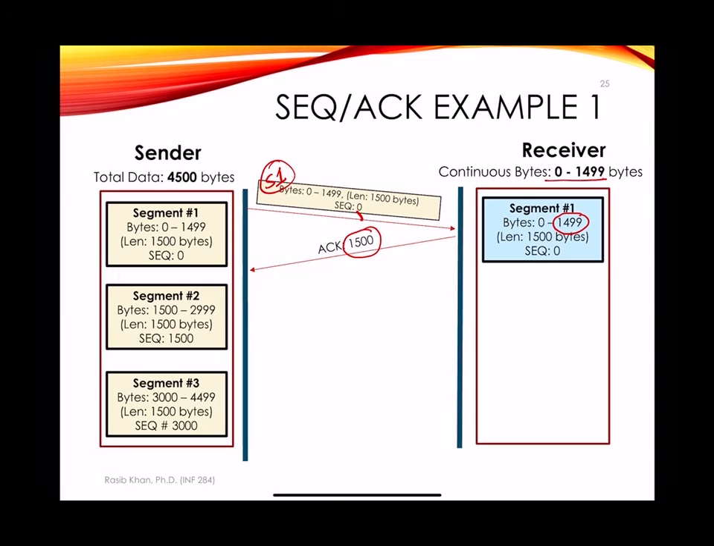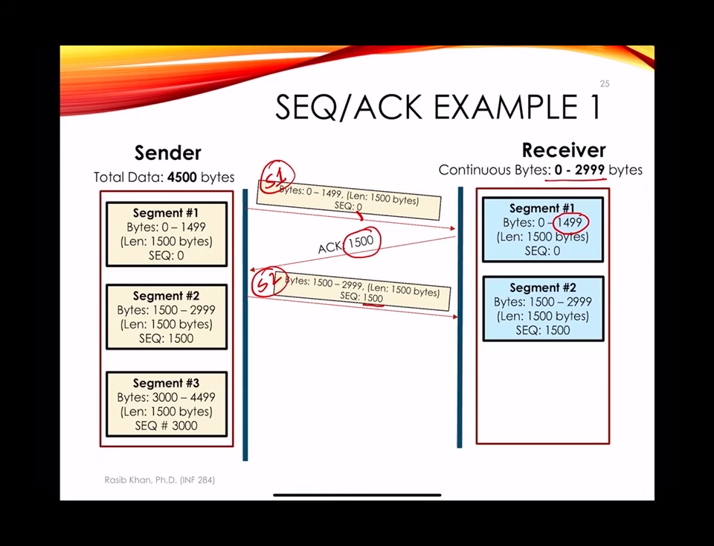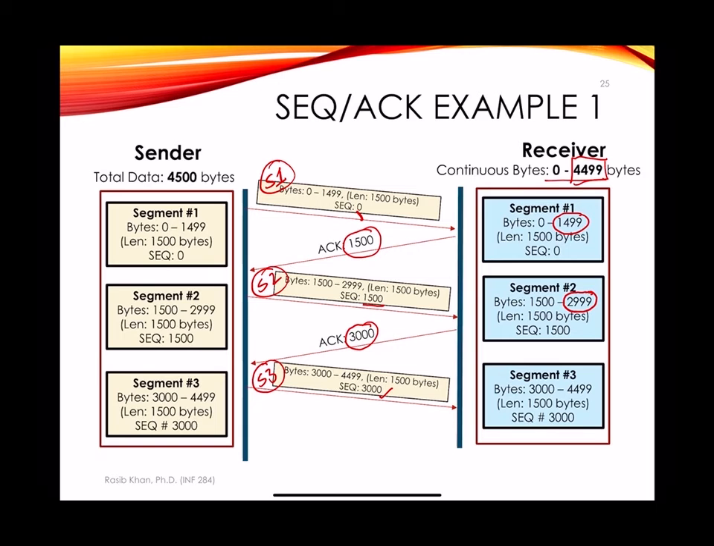Next, the sender sends over the second segment. This is segment 2, starting with a sequence number of 1500. The receiver receives segment 2, and in this case, the continuous bytes that it has received is 2999. So therefore, it's going to be plus 1 to this max value, which is 3000. And finally, segment number 3 is sent over by the sender, which starts with sequence number 3000 and contains 1500 bytes. So the receiver receives segment number 3, and the maximum value of the byte number that it has received so far is 4499. So the ACK is going to be plus 1, which is 4500.